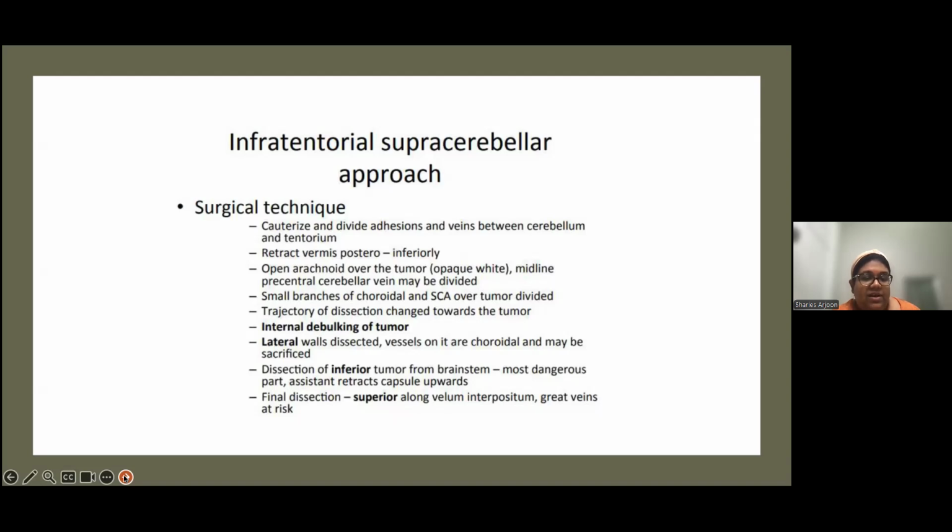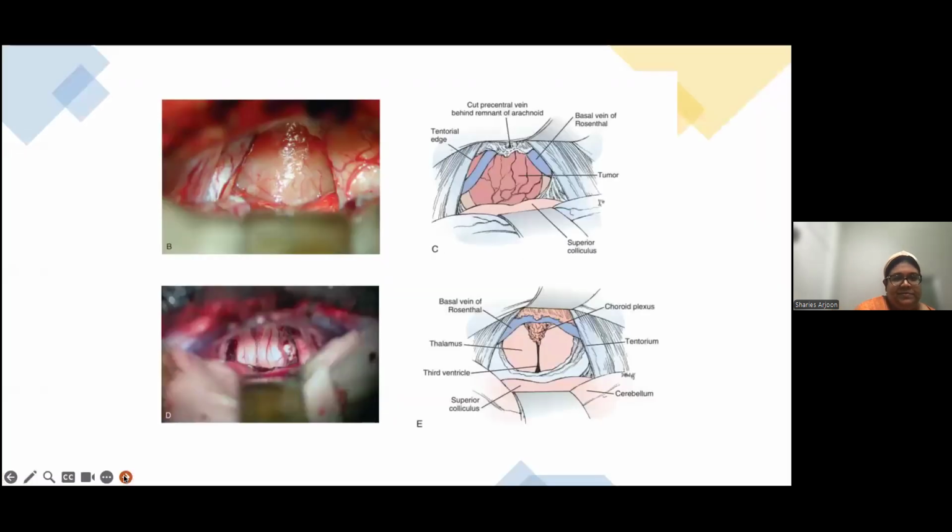Dissection of the inferior tumor from the brainstem is the most dangerous part of the procedure. The assistant retracts the capsule upward, and the final dissection is superior along the velum interpositum, great veins, where the great veins are at risk. So this shows us a little bit of the view that we would be looking for to access the tumor.